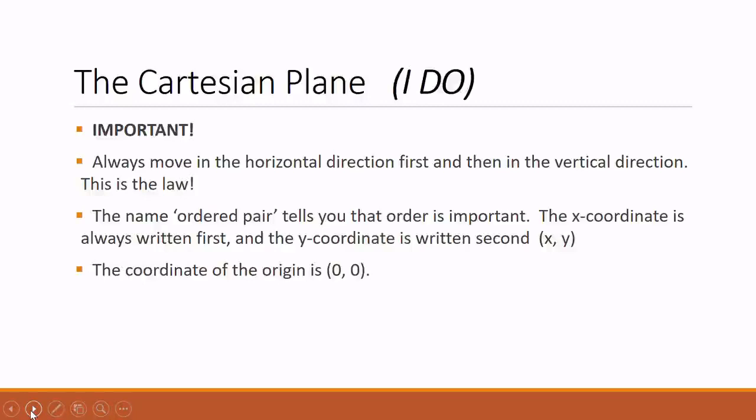So as I said there, the important points to note, always move in the horizontal direction or the X direction first and then the vertical direction. And as I say there, that is the law. That is a mathematical law. You always move in the horizontal first. You name the ordered pair or you name the coordinate. And remember, the coordinate of the origin is 0, 0.